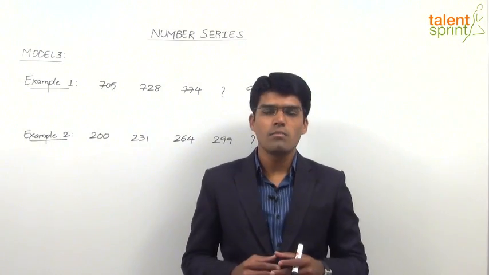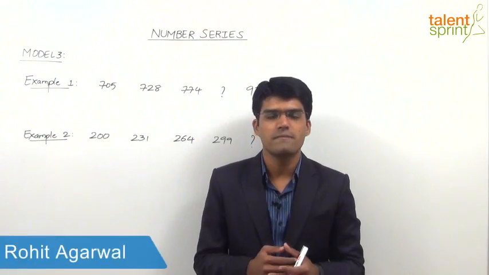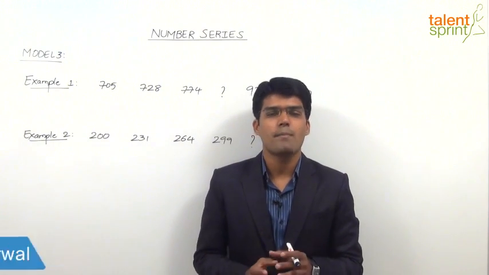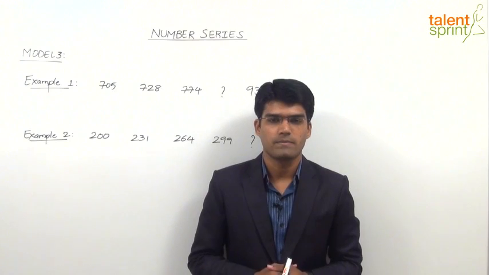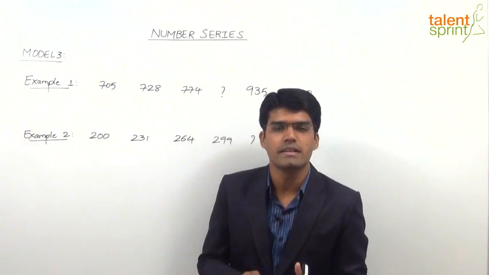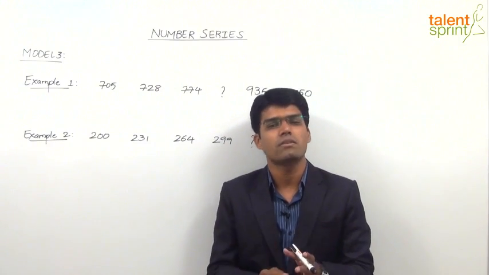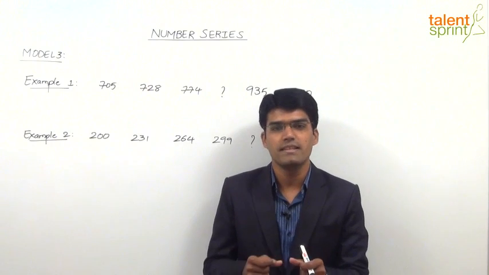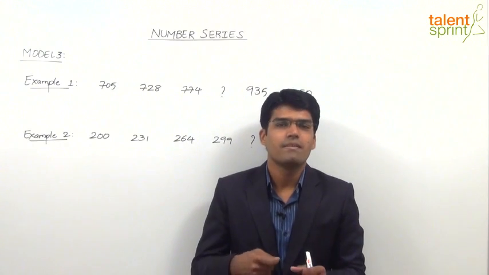Let us now take the third model from this topic of number series, where we shall discuss various questions based on different logics apart from whatever we have discussed so far. As you have seen, in model number 1 we have taken all kinds of trivial series, and in model 2 we have taken series based on arithmetic, geometric and harmonic progression. But now we shall take up series where the logic changes with every series.